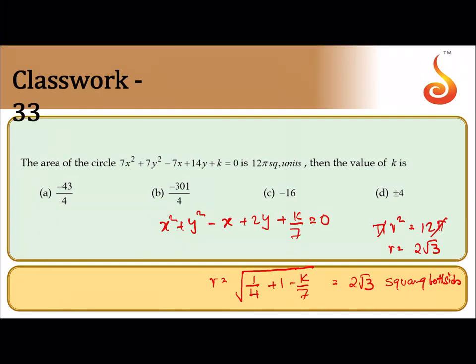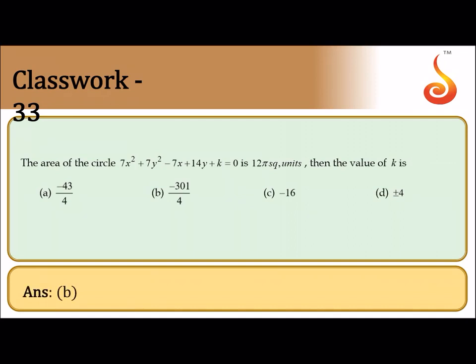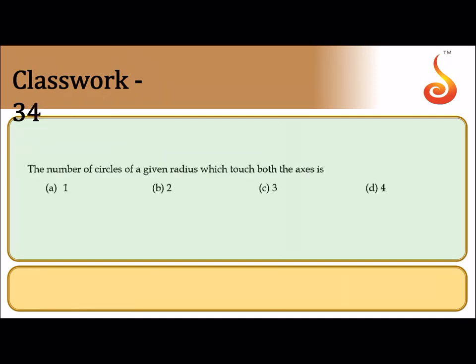Squaring both sides, we get the value of k. So the value of k comes out to be minus 301 by 4. It's a simple calculation. Option B is correct.